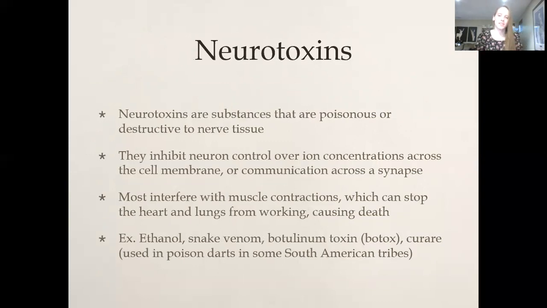Okay, neurotoxins are substances that are poisonous or destructive to nerve tissues. They inhibit neuron control over the ion concentration, like sodium and potassium, and also inhibit the neurotransmitters, so communication isn't working across the synapse. Many interfere with muscle contractions, which can stop the heart or stop the diaphragm, which means you can't breathe, which can cause death. That includes things like ethanol, snake venom, botulism, which is like Botox, curare, stuff like that.